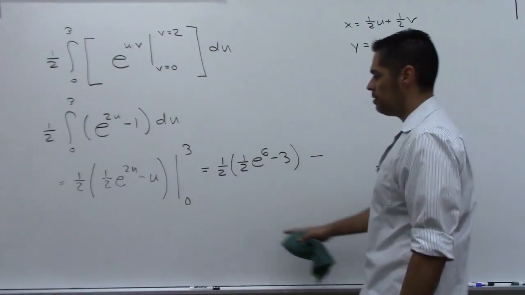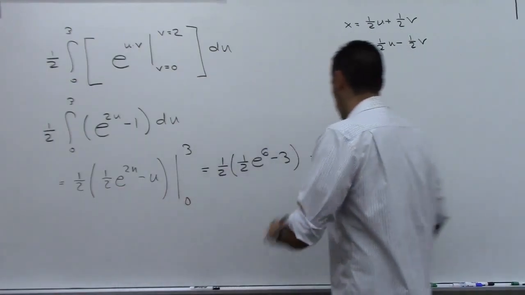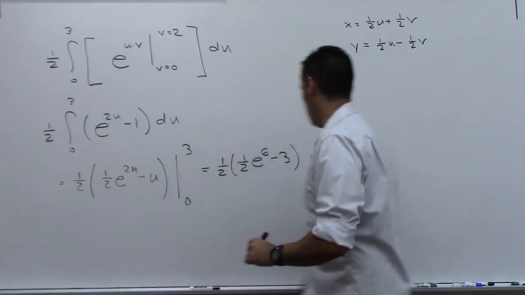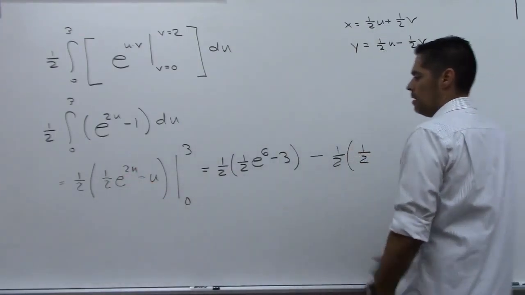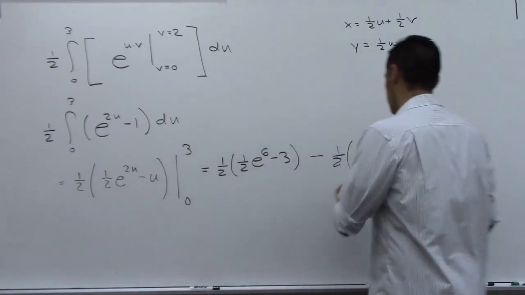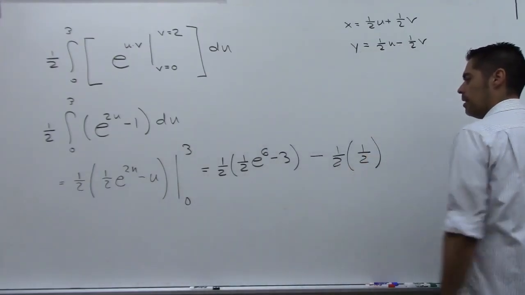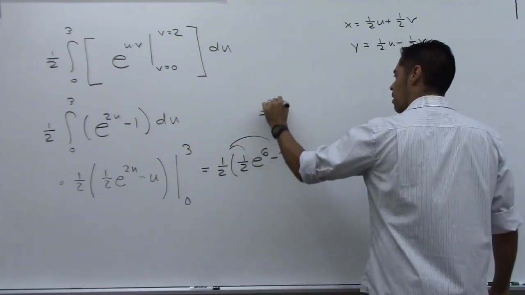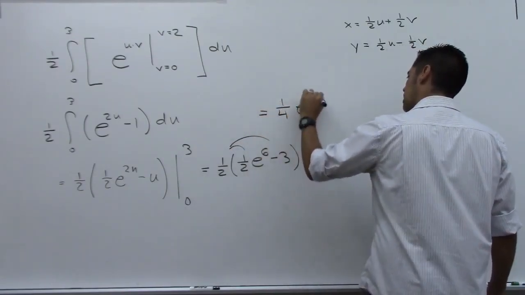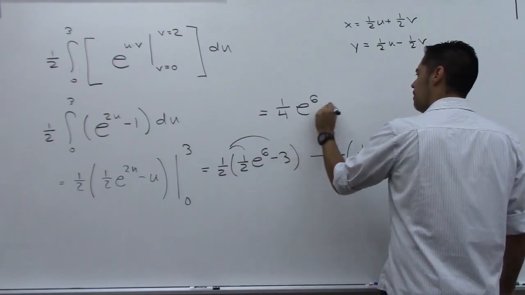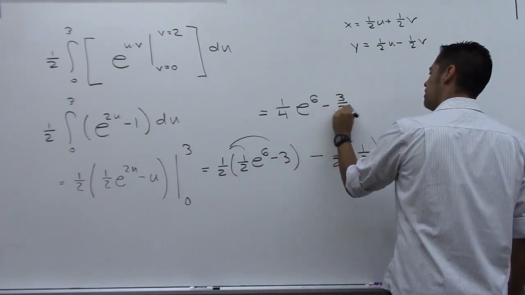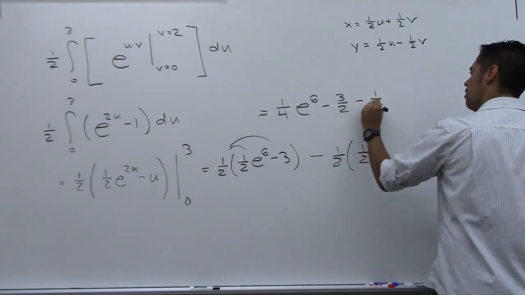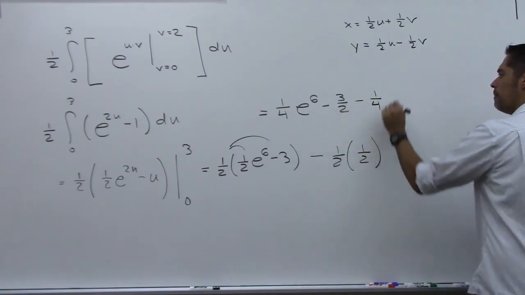Minus, now let's plug in 0. So 0 in here, I have a 1/2 in front. So 0 in here, e to the 0 is 1, so I get 1/2. And then 0 in here, you get minus 0, so that's it. And so at the end of it all, I distribute through, I get 1/4 e to the 6th, distribute here, minus 3/2, and then minus 1/4 when you multiply those two together.